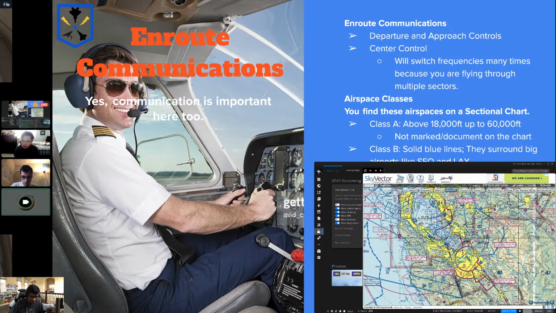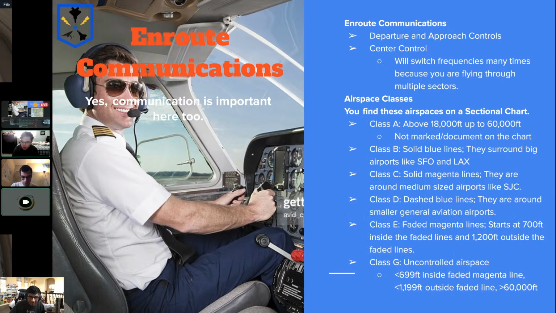Oh, I should probably cover this, and then get rid of that. Okay, so Class Alpha is a little easy. We won't get there anytime soon. Class Bravo is solid blue lines on the chart. They surround big airports like San Francisco or LAX.